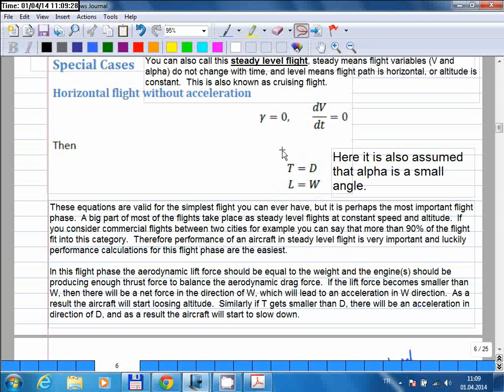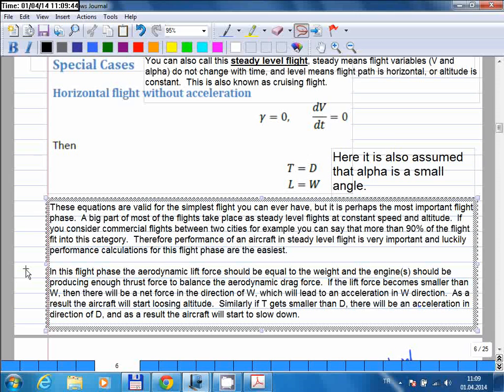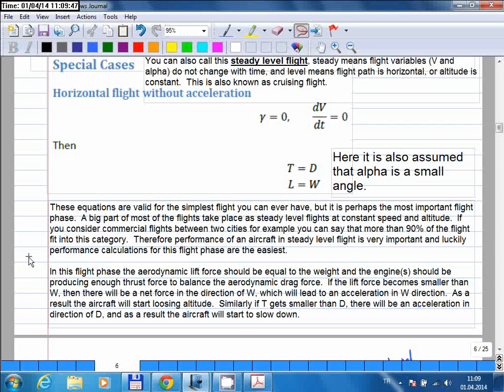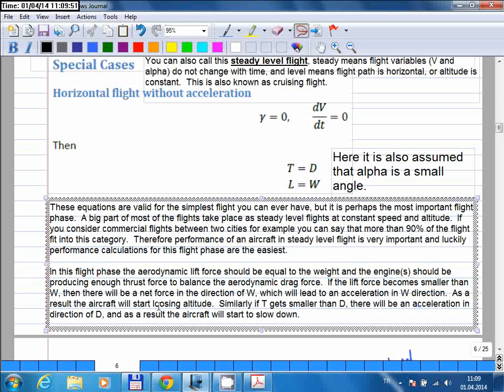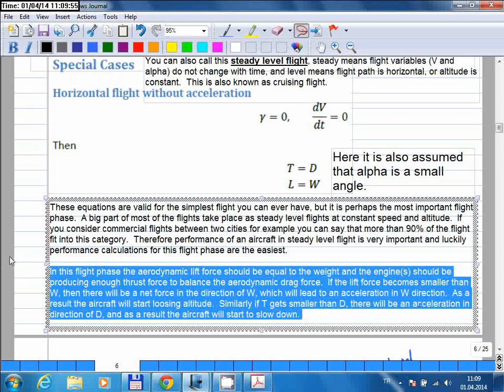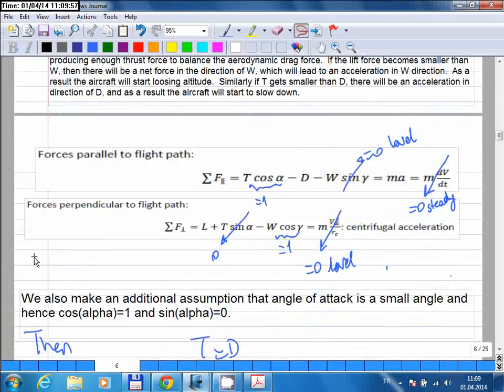Even though this is the simplest flight phase, it is perhaps the most important flight phase, because most of the fuel consumption, for example, will take place under these conditions. Okay, let's see what we can say about this. Anyway, you can read through this later on. Let me just skip that.